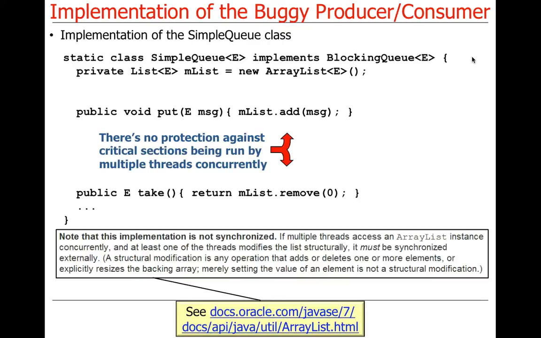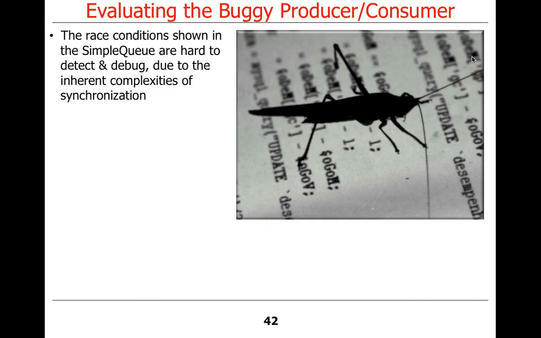And by the way, if you were to look at the ArrayList documentation, it says this implementation is not synchronized. If multiple threads access an ArrayList concurrently and at least one of the threads modifies the list, like we're doing here, adding and removing stuff, it must be synchronized. In other words, there must be an external lock, synchronized block, synchronized statement, reentrant lock, whatever, to make sure that the state does not get corrupted.